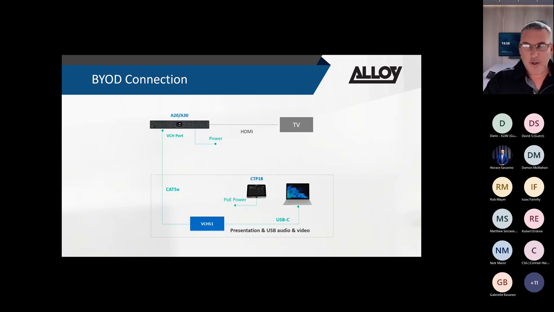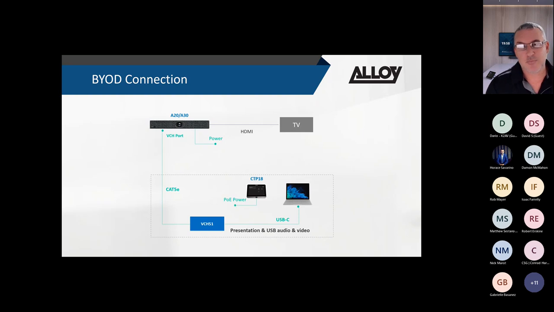All right, so just quickly touching on the BYOD connection for these devices. With the A20 and the A30, the way that we can utilize our BYOD connection for these peripherals is via the VCH51. So the VCH51 will connect to that VC hub or VCH port on the back of the A20 or the A30. Now, what happens if we're using an external mic with these devices? We've got a VCM38 connected to the A20 or the A30, and it also needs to connect to that same VCH port or VC port on the back of the A20, A30.